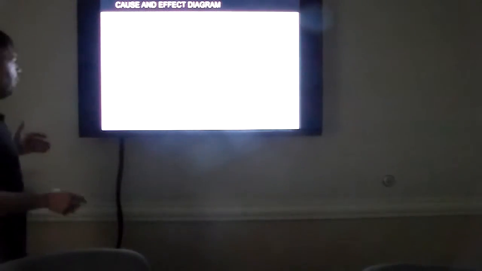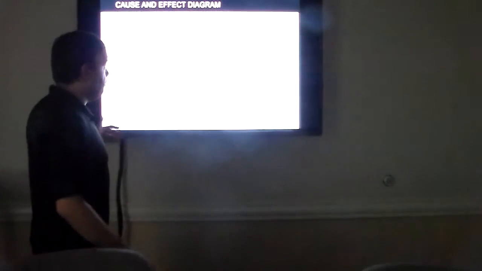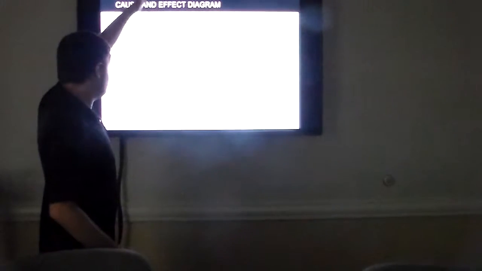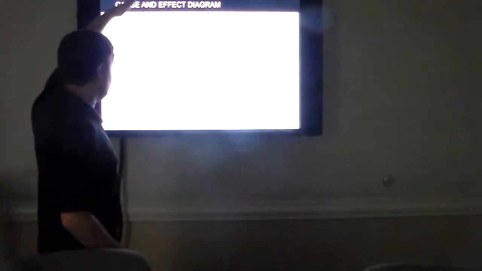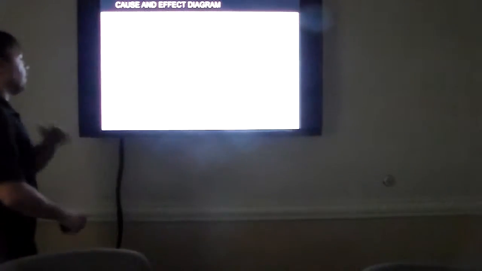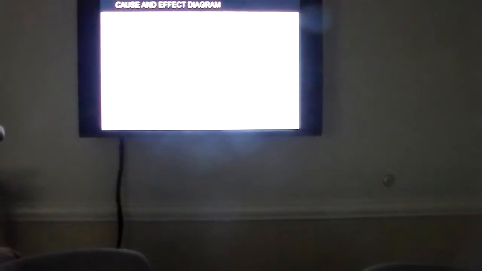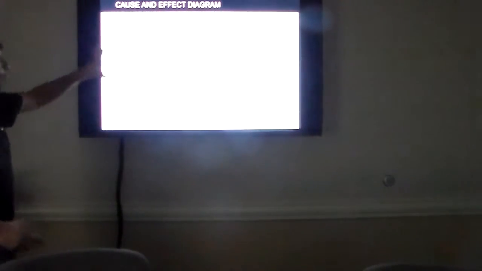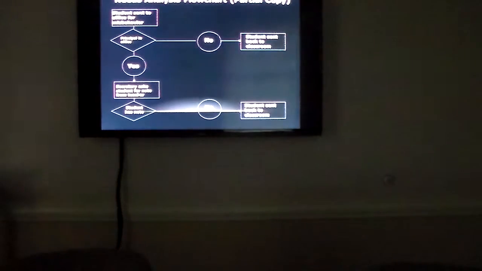So cause and effect diagram. This one would show you the notion between planning, quality, support, and evaluation. What seems to be the problem? If we do this, we could have this potentially go wrong. Basically, you would use a cause and effect diagram to take some of these ideas and see how one influences the other.